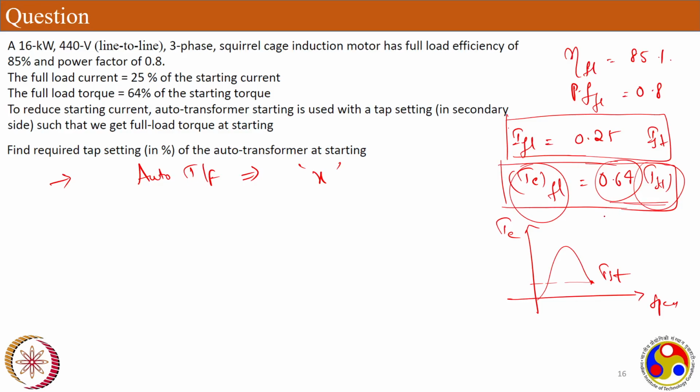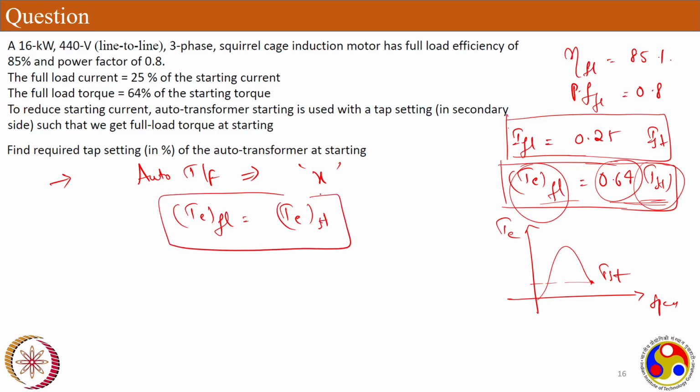Now whenever you have auto transformer starting, you are getting that full load torque at the starting itself. So TFL is equal to T starting in the auto transformer. That's what you get. And another purpose of using this is reducing the starting current. So your starting current goes down, and your full load torque at starting is also improved. Now you just have to find the tap ratio here.